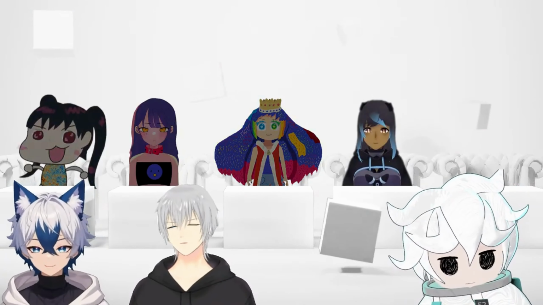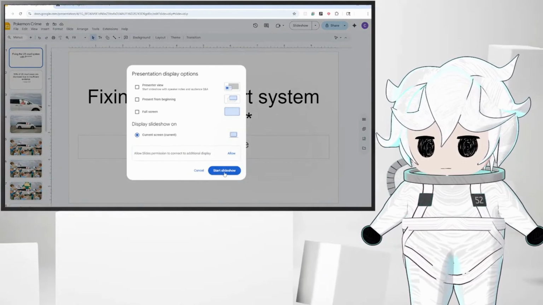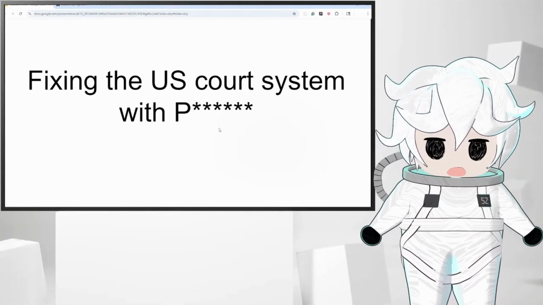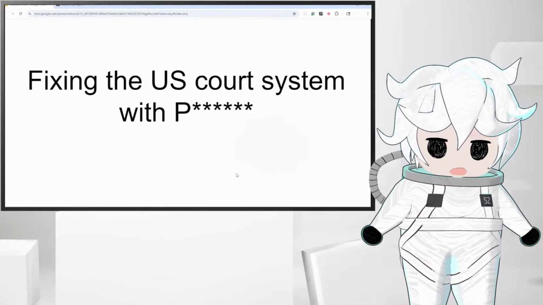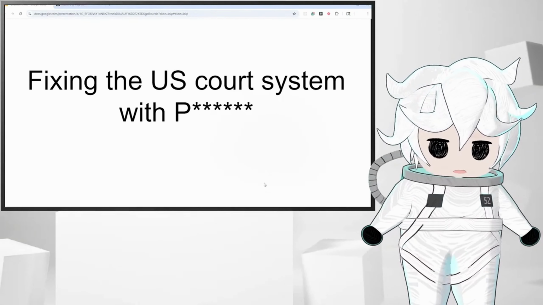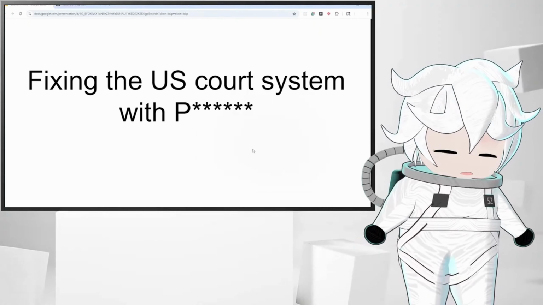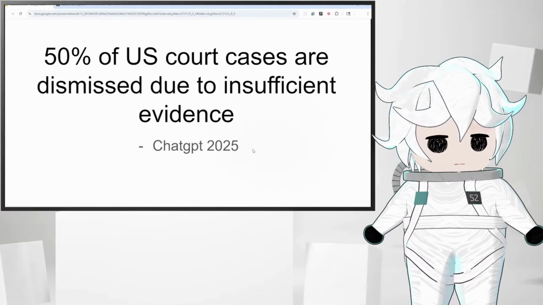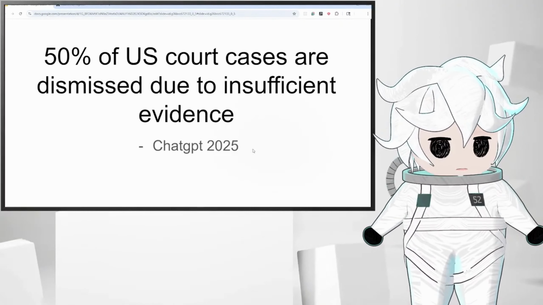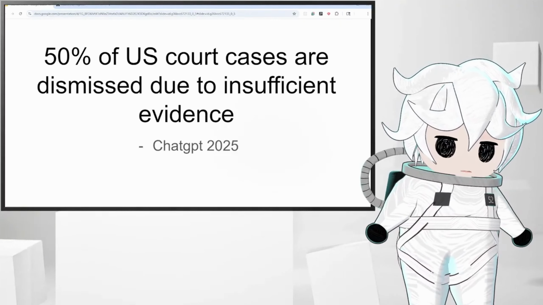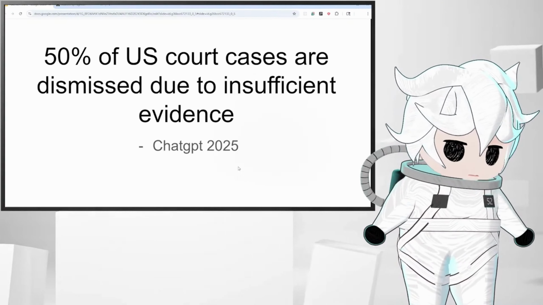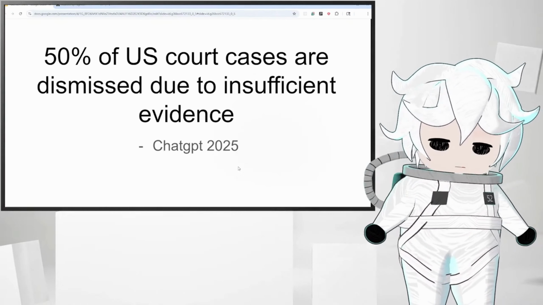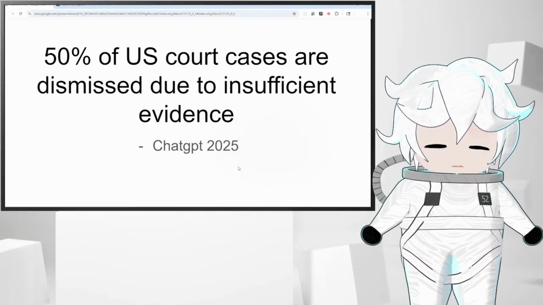Thank you. This slideshow has me asking many questions. Alright, hello sharks. So my presentation, fixing the US court system with something. Here's a stat that will shock you. Did you know that 50% of US court cases are dismissed due to insufficient evidence? That's according to ChatGPT yesterday. This is not okay at all. There are so many potentially guilty people walking around on the streets. We need to fix this somehow.